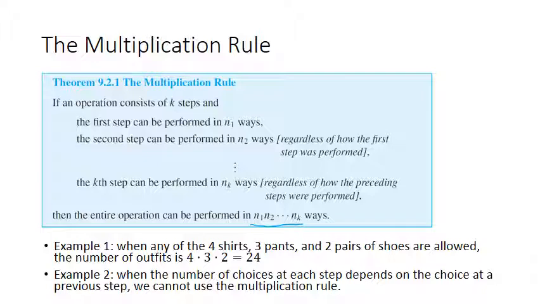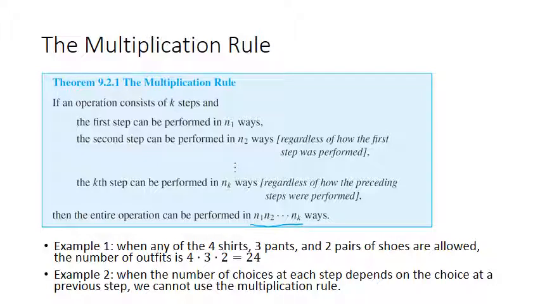So basically, you just multiply together the number of choices that you have at each step, and that gives you the number of ways to perform the entire process. But this only works if you're able to do this little part that's in the brackets, the "regardless of how the previous steps were performed." It only works if that is true.